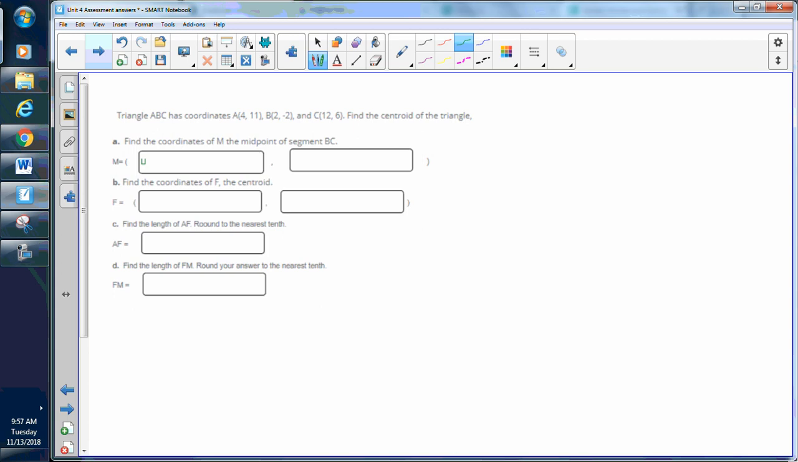And then finally, triangle ABC has these coordinates. Find the centroid of the triangle. M is the midpoint of BC. So B is 2, -2. C is 6. Find the midpoint. We add the x's, divide by 2. That gives us 7. Add the y's, divide by 2. That gives us 2. So the midpoint is 7, 2.